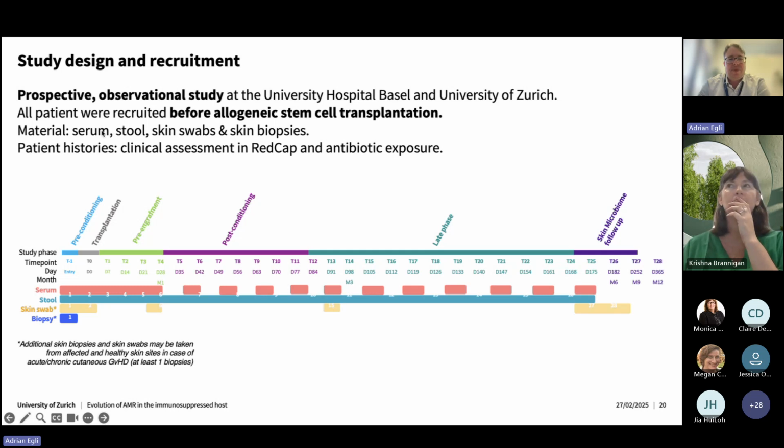So the idea here is to collect samples already before the allogeneic stem cell transplantation. We collect serum, stool, skin swabs, and skin biopsies. So we will also answer other questions. So for example, what are certain bacteria on the skin doing in terms of GVHD risks? That's another question we have. But for this particular talk now, I will focus on the AMR aspect.